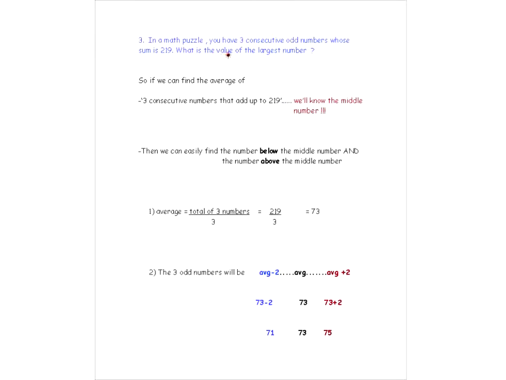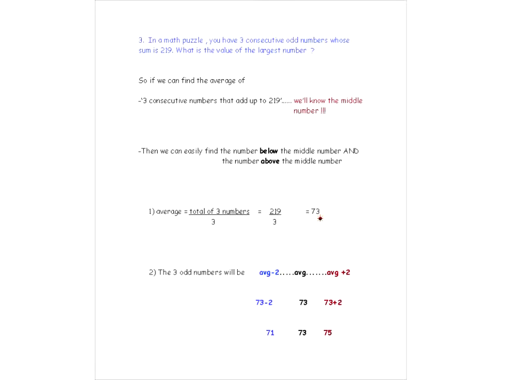Now this question is actually asking what's the largest number. So that's the number above. So again, we use that formula. The average is the total of the 3 numbers divided by 3. So here we have 219 as the sum. That's in the question, it's told. We divide by 3. So we get 73 as the average.